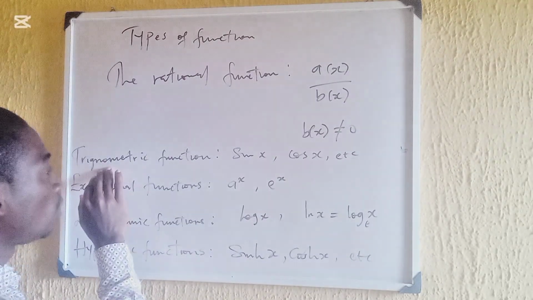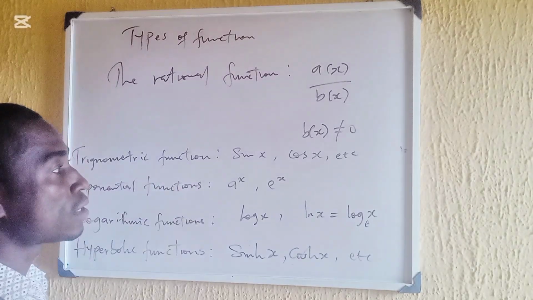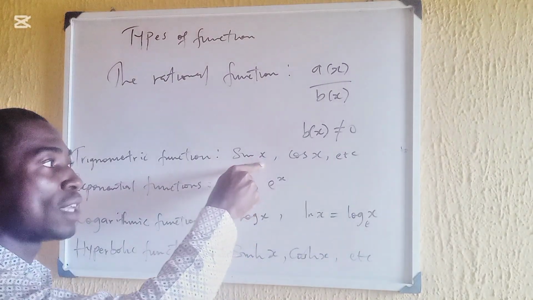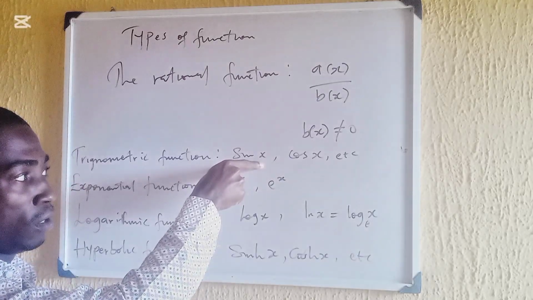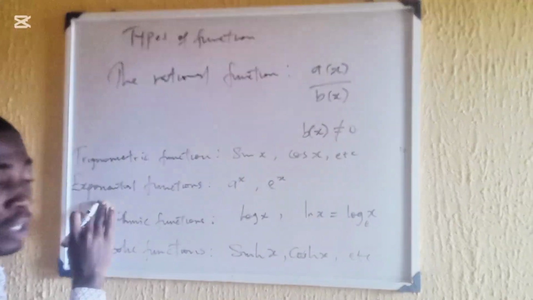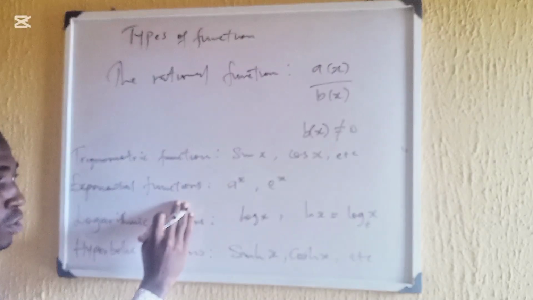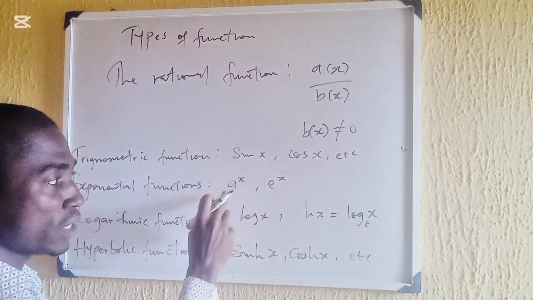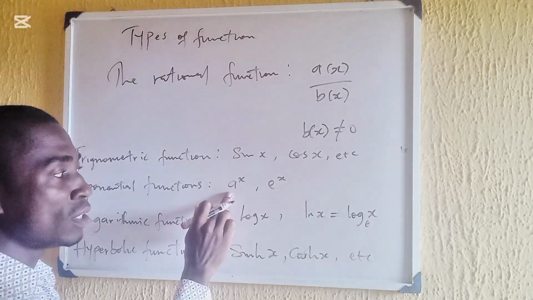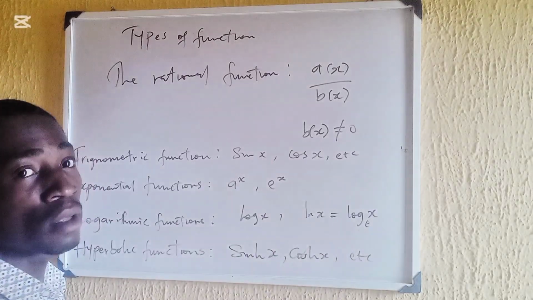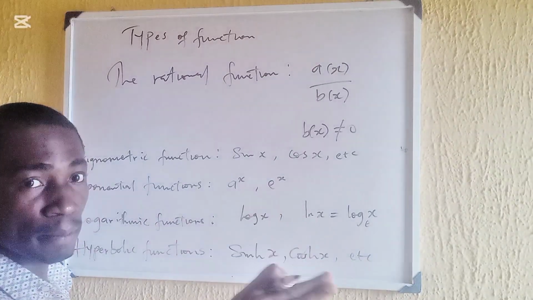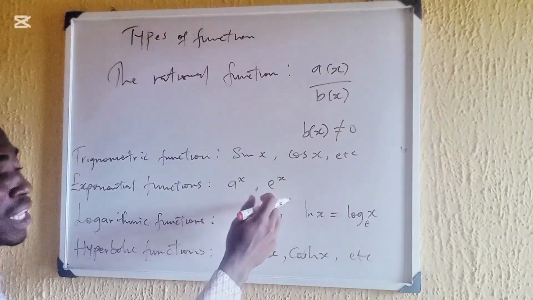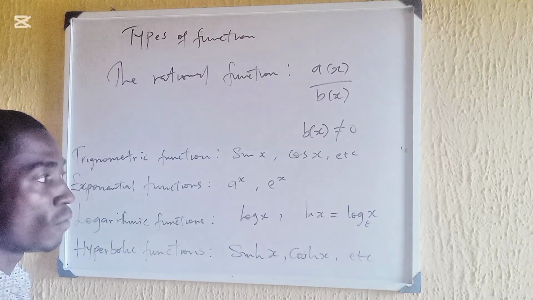The next one is the trigonometric function. That's sine of x, cos of x, tan of x. In that case, x becomes the angle of the function. Another function we'll have is the exponential function, where x is the power of a particular number. In this case, we are using a to represent any number, whereas e is a particular number in mathematics. I think 2 point something, I've forgotten. It's just like having pi, where pi is 3.142.